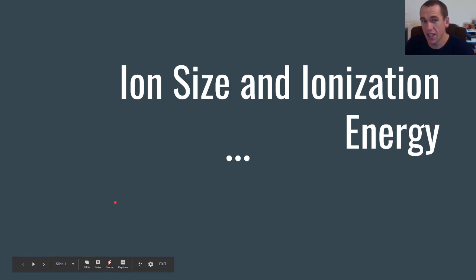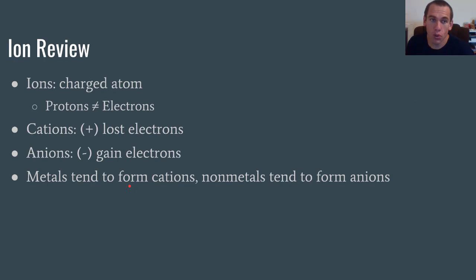In this lesson, we're going to take a look at ion size and ionization energy. So first, let's remember what an ion is. Ions are merely charged atoms. They become charged by gaining or losing electrons, so the number of protons does not equal the number of electrons. Cations, remember, are positive because they've lost electrons, so they have more protons than electrons. Anions are negative because they have gained electrons.